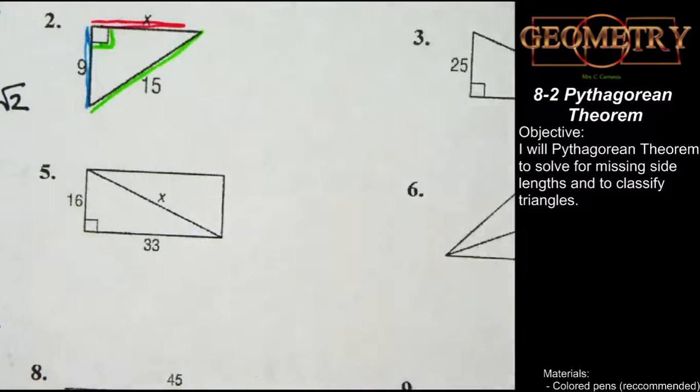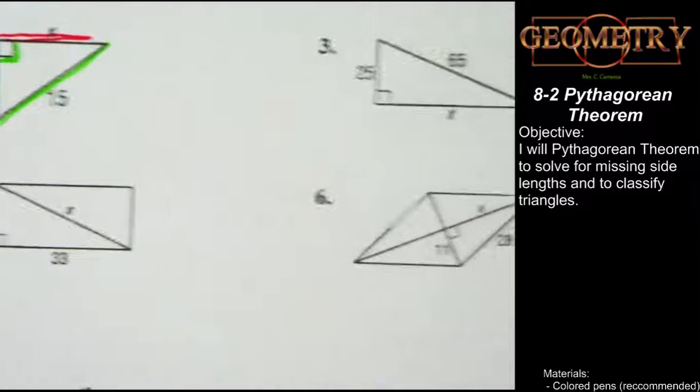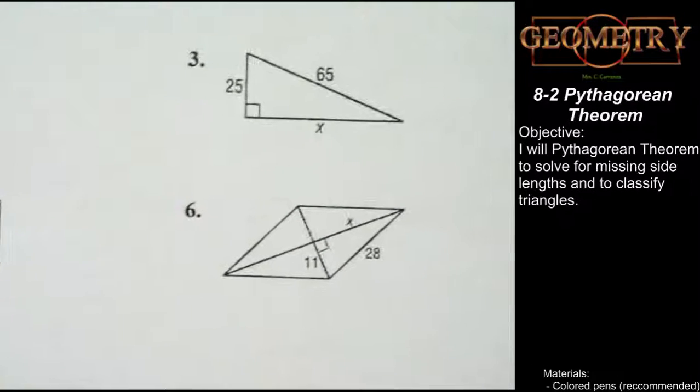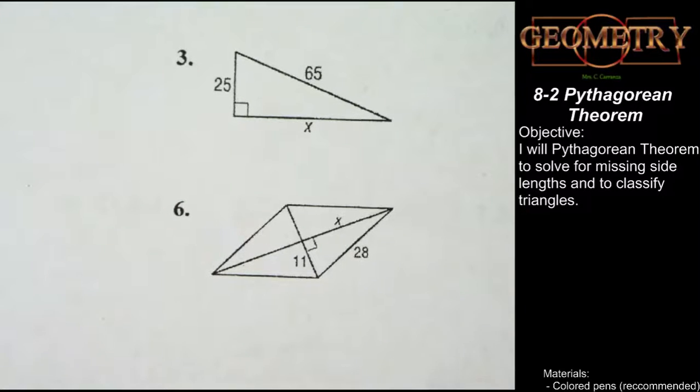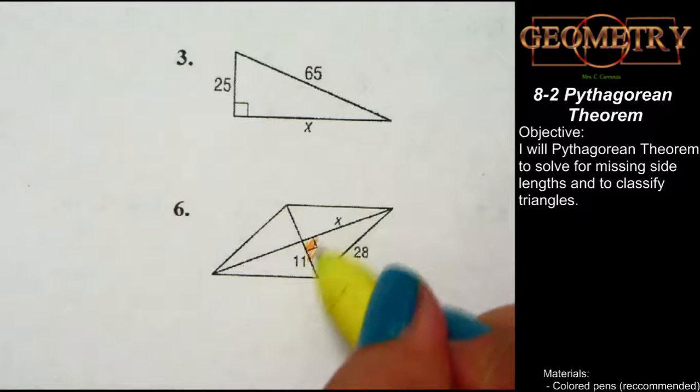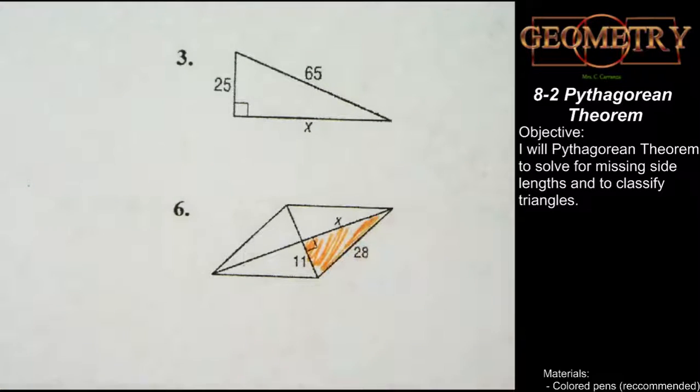You continue along that same way for some of these others. Number 6 looks tricky just because the shape is interesting, but look closely and you can find your right triangle.